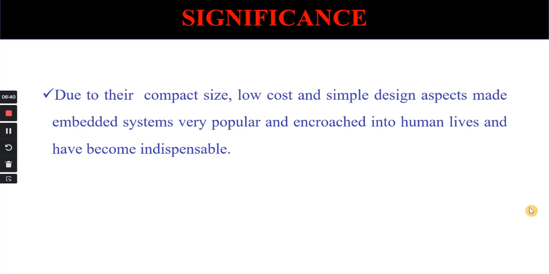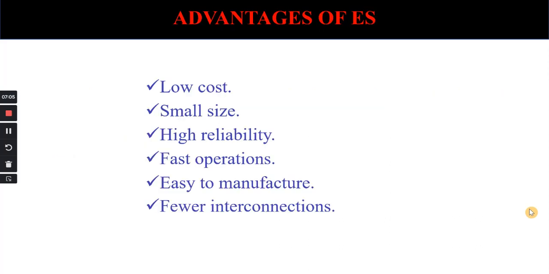For example, many people are using digital clocks or smartwatches, and many people are watching TV. These all consist of embedded systems. So it is very popularly encroached in human lives. That's why these are the importance of embedded systems. Whereas here, the advantages of embedded systems are also the same: low cost, small in size, high reliability, fast operations, easy to manufacture, fewer interconnections.